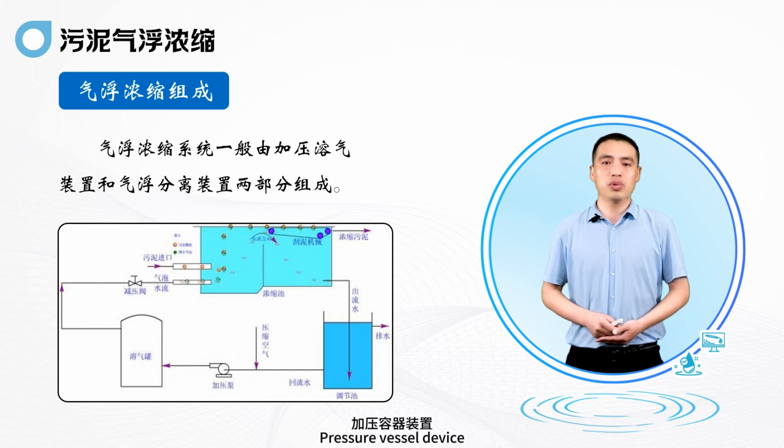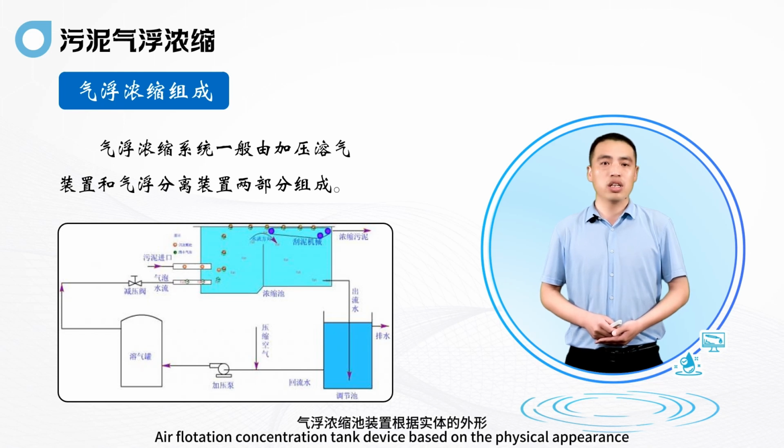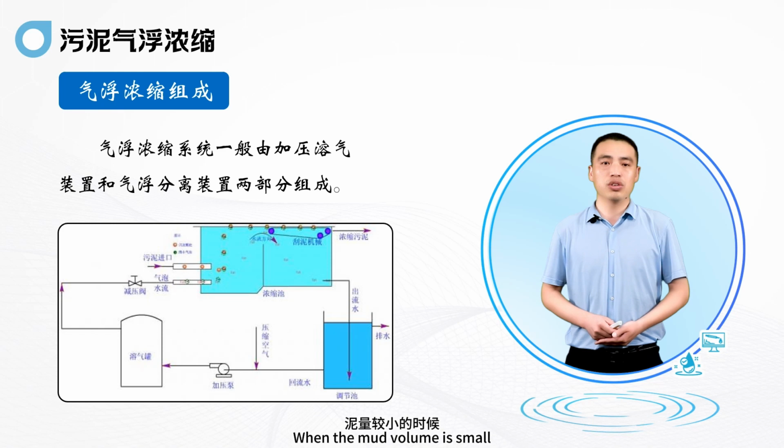For the pressure vessel device, the most commonly used are the water pump air compressor type container system and the internal circulation jet container system. For the air flotation concentration tank device, based on physical appearance, there is a distinction between rectangular advection and circular deep flow. When the mud volume is small, rectangular tanks are often used. When there is a large amount of mud, a circular air flotation tank is adopted.